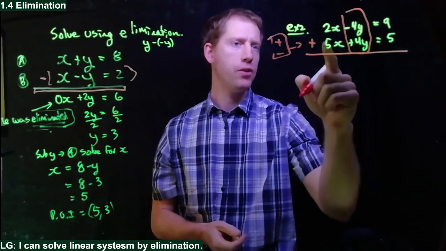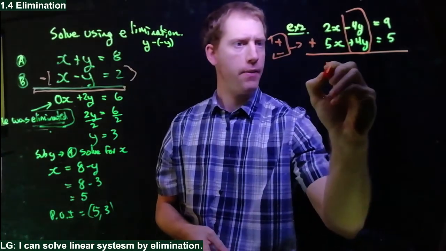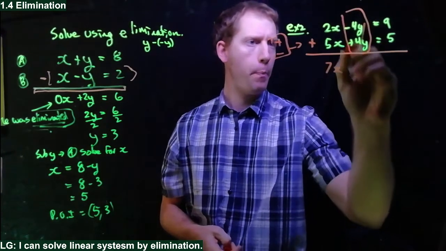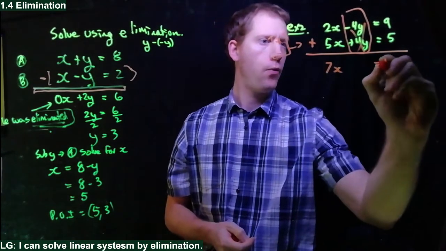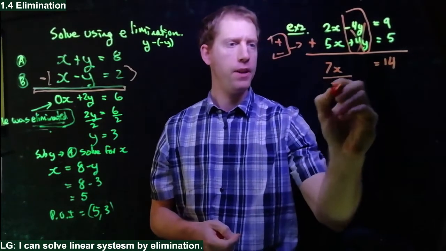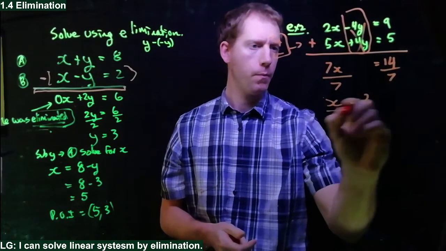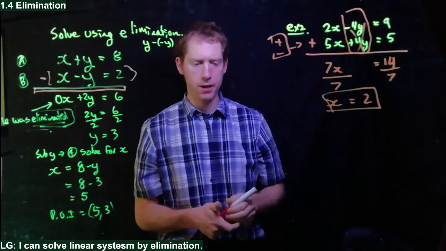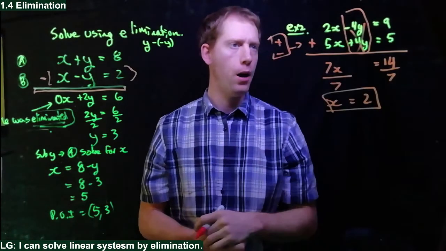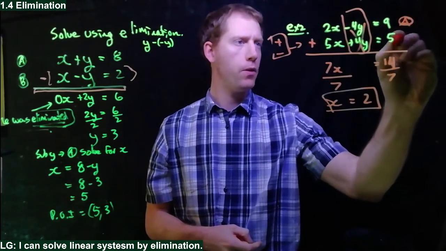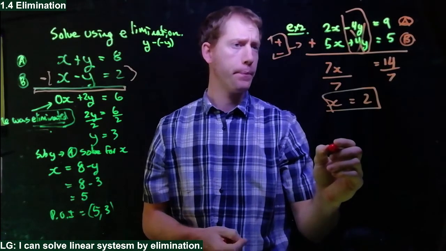So I'm adding. So this is 5, 6, 7. I have 7x is equal to 14. Divide by 7. x is equal to 2. Boom. That was a fast one. And then we can substitute it in to solve for one of them. So we'll call this A and B.